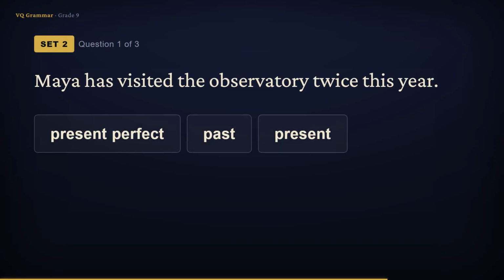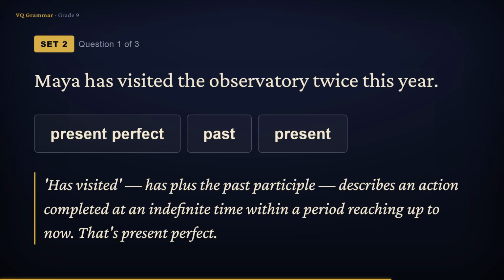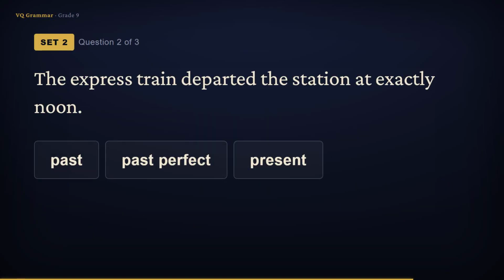Maya has visited the observatory twice this year. The verb is has visited, a form of have, here has, plus the past participle, visited. So it's perfect, not simple. And the base time reaches right up to the present, this year, up to now. A completed action at an indefinite time within a stretch reaching the present. That's the present perfect.